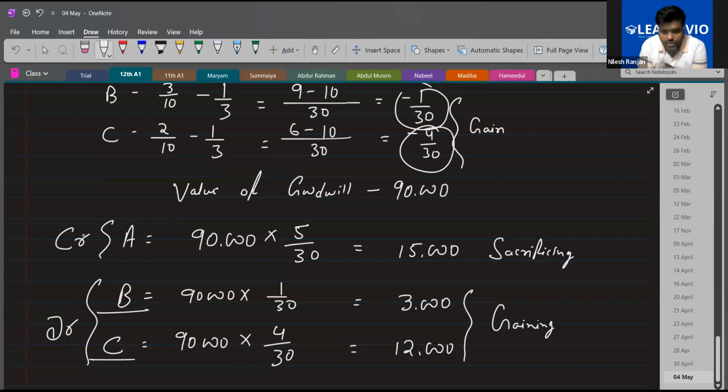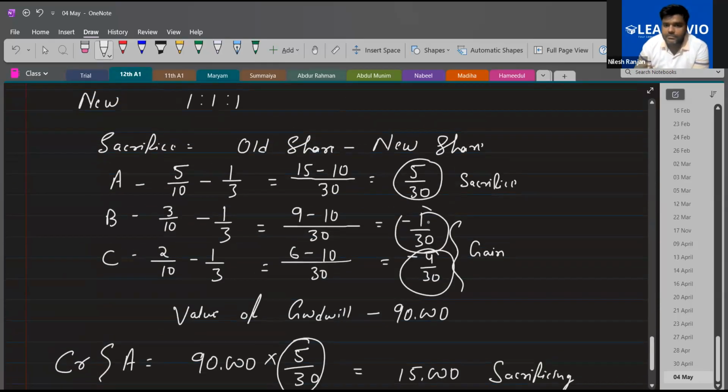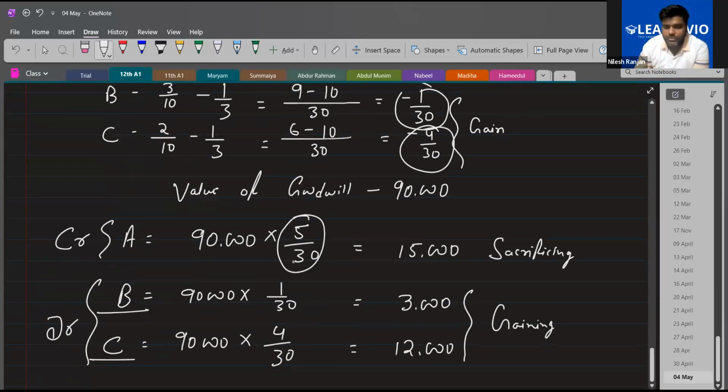So tell me, what is your doubt now? First we'll calculate goodwill separately. Then we'll calculate the gaining and sacrificing shares, and then subtract. Then we multiply the goodwill with the gain or sacrifice we get. And then we have to pass the journal entry on the basis of which partner is gaining and which partner is sacrificing. Okay.